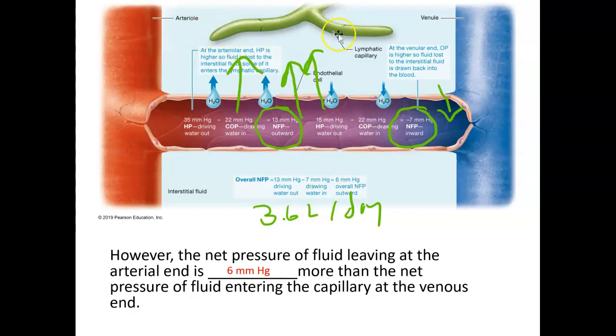So our lacteal or lymphatic capillaries are right here. And one of the main jobs of the lymphatic system is to pick up all that fluid, that 3.6 liters every single day, and return it back to your heart and return it back to your blood. So it's pretty incredible that we have this system set up.